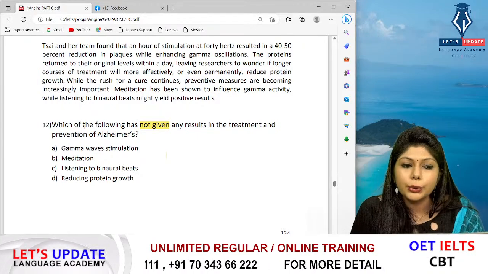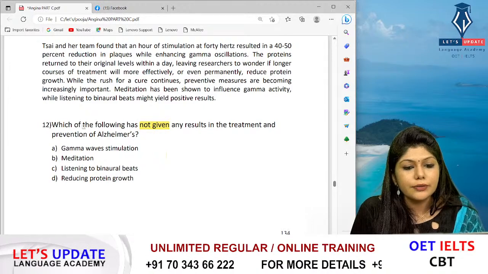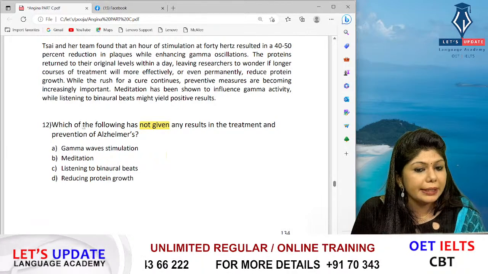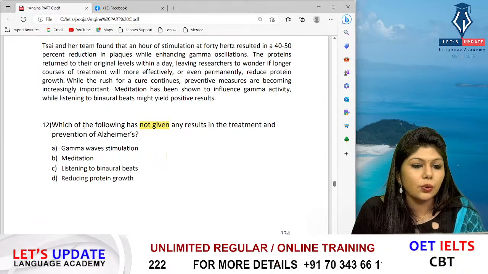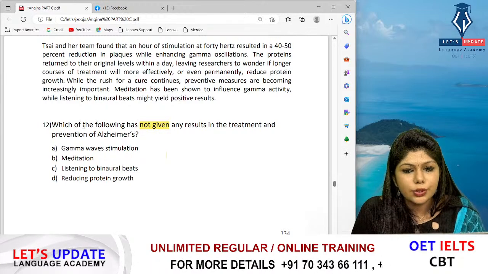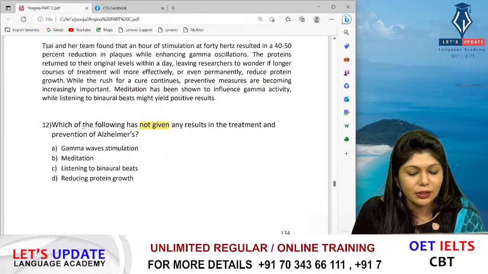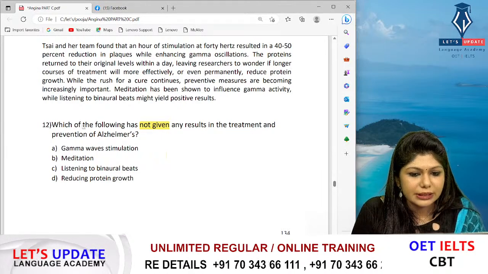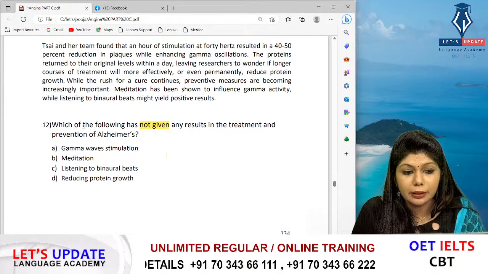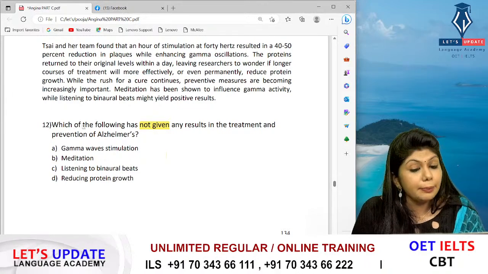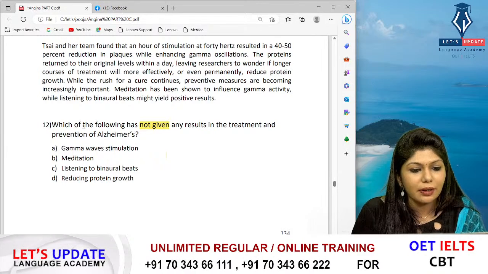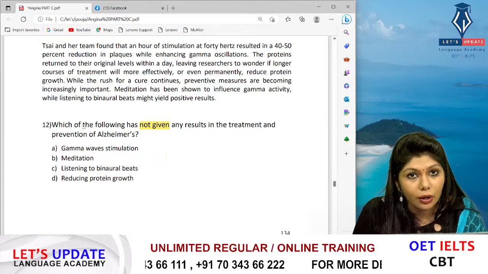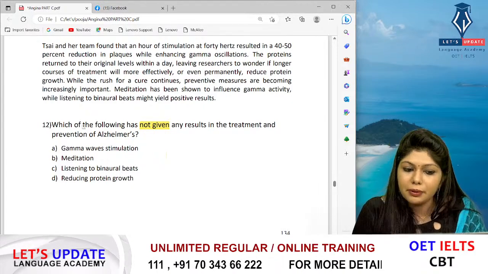Okay, so I'm going to read this. Sai and her team found that an hour of stimulation at 40 Hz resulted in a 40-50% reduction in plaques, while enhancing gamma oscillations. The proteins returned to their original levels within a day, leaving researchers to wonder if longer course of treatment will more effectively or even permanently reduce protein growth. While the rush for a cure continues, preventive measures are becoming increasingly important. Meditation has been shown to influence gamma activity, while listening to binaural beats might yield positive results. The question is, which of the following has not given any results in the treatment of and prevention of Alzheimer's.